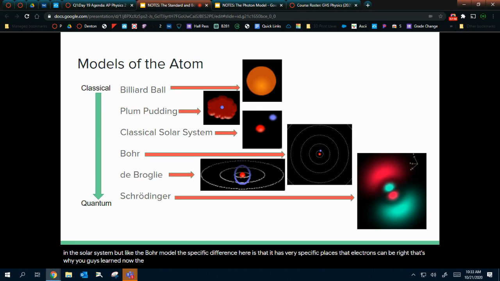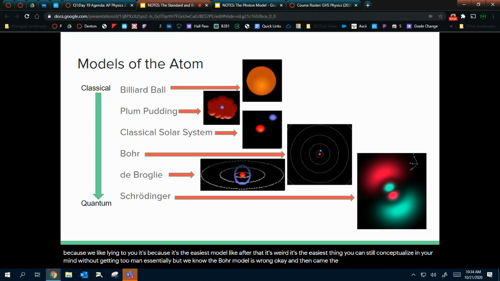Now, we know the billiard ball model is wrong. We know the plum pudding model is wrong. We know the solar system model is wrong. We know the Bohr model is wrong, okay? What you should know from chemistry is that the reason we still use the Bohr model and still teach it isn't because we like lying to you. It's because it's the easiest model. After that, it gets weird. It's the easiest that you can still conceptualize in your mind without getting too mad, essentially. But we know the Bohr model is wrong, okay?